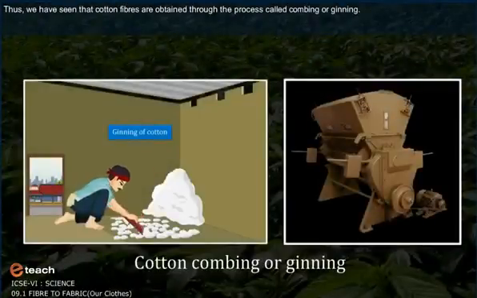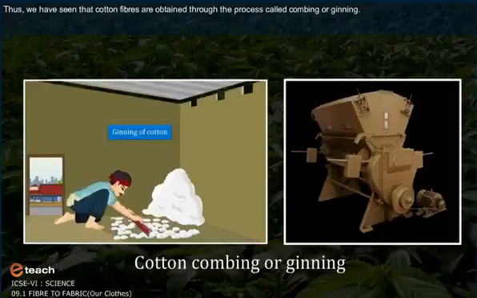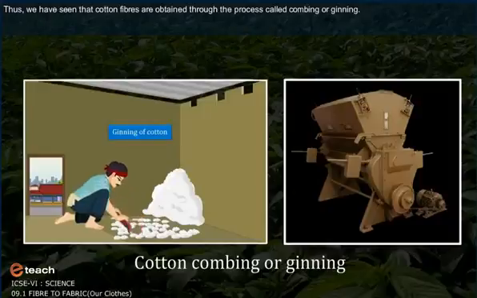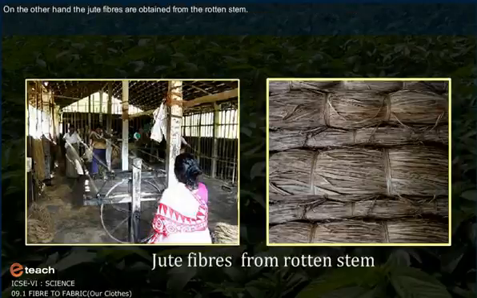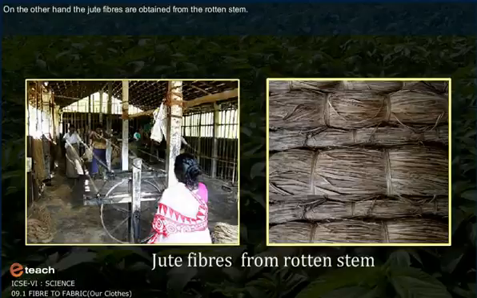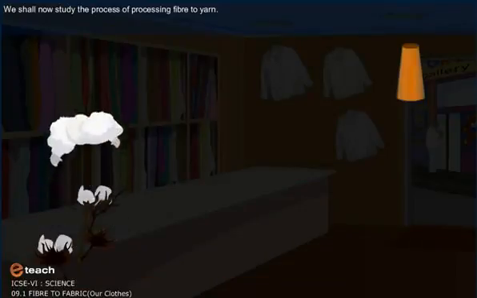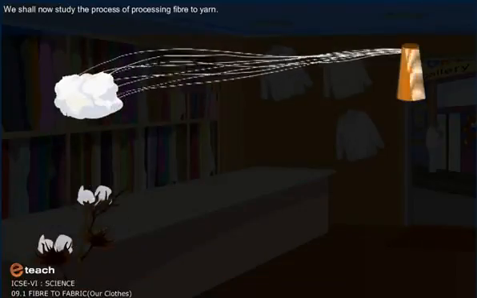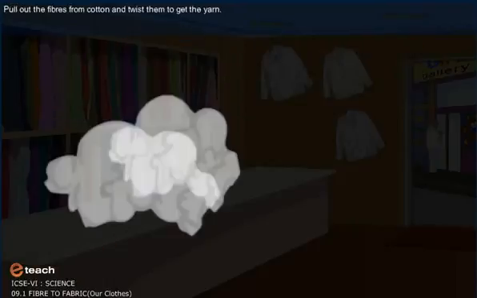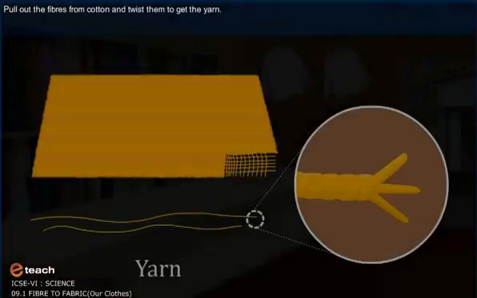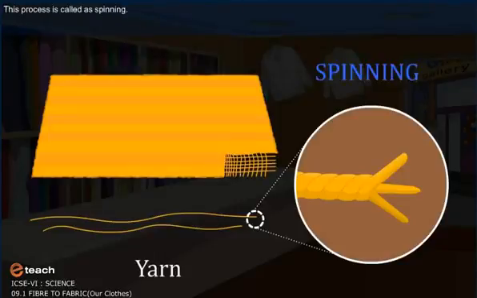Thus, we have seen that cotton fibers are obtained through the process called combing or ginning. On the other hand, the jute fibers are obtained from the rotten stem. We shall now study the process of processing fiber to yarn. Pull out the fibers from cotton and twist them to get the yarn. This process is called spinning.